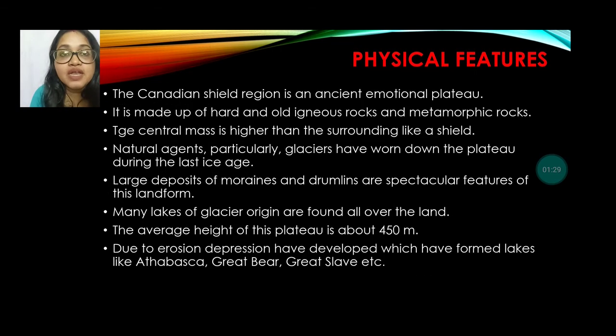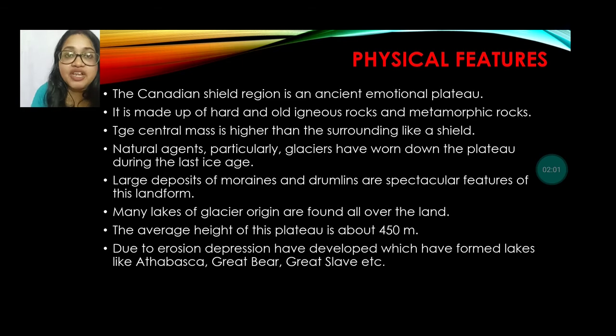Now we will discuss the physical features of the Canadian Shield region. The Canadian Shield region is an ancient erosional plateau, and it is made up of hard old igneous rock and metamorphic rock. The central mass of this region is high compared to the surrounding part. That's why it is called a shield.